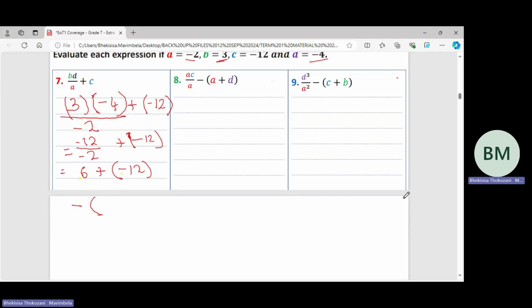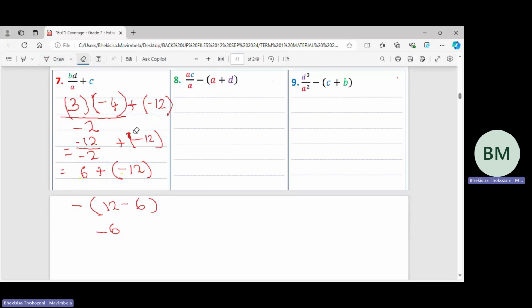So we will have 12 minus 6, and the answer here will be 6. But because 12 is the bigger number with a negative sign, this negative sign outside will attach to the 6. And that's it. So those are your steps. Remember, this is just to represent the bracket. I don't know what happened to it. Yes, there's a bracket.